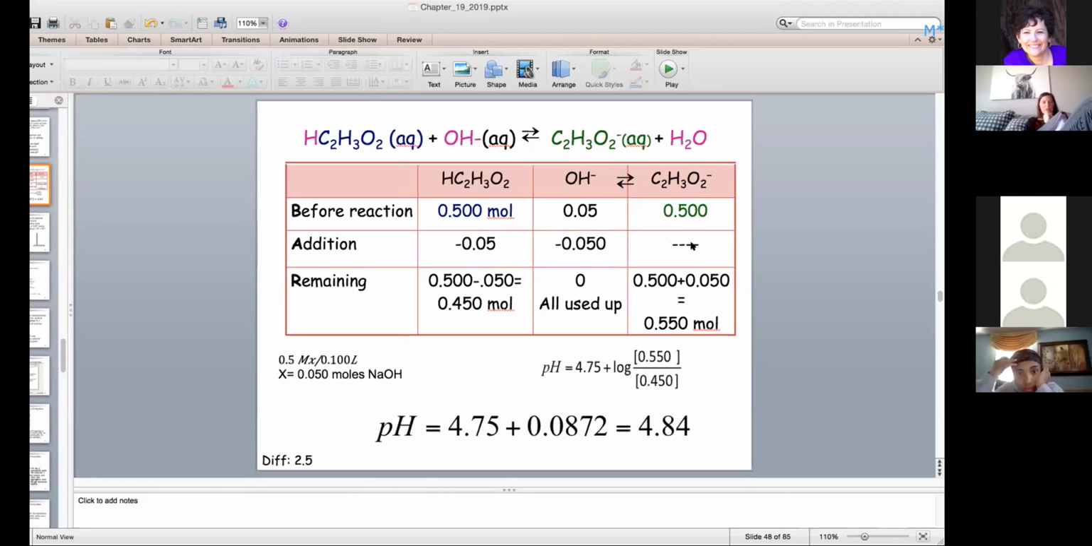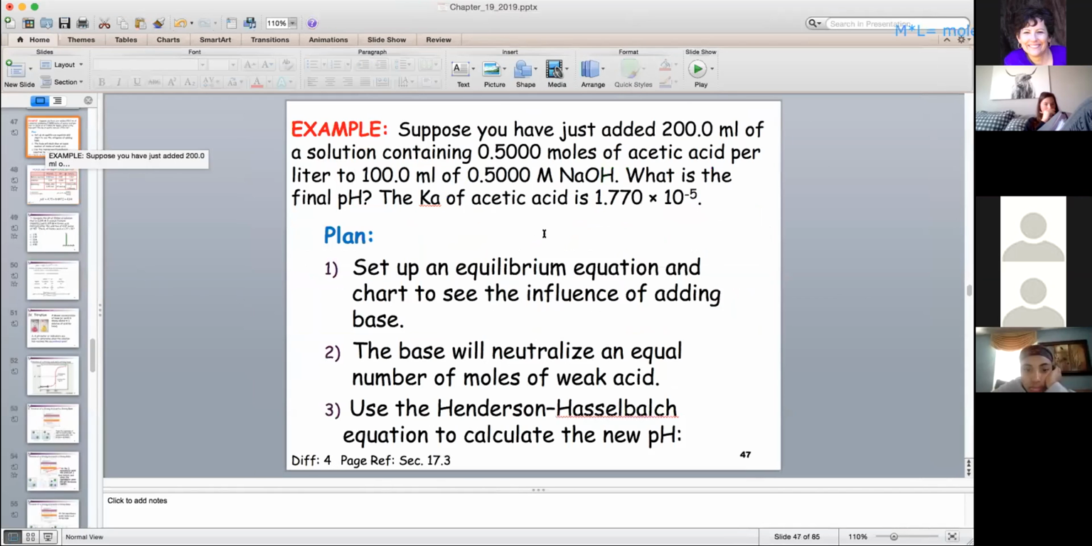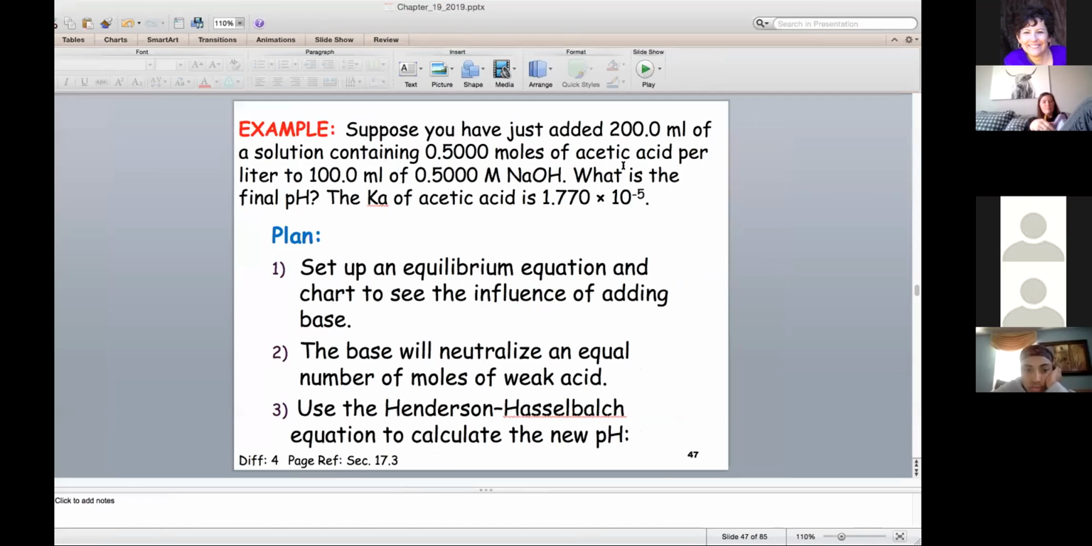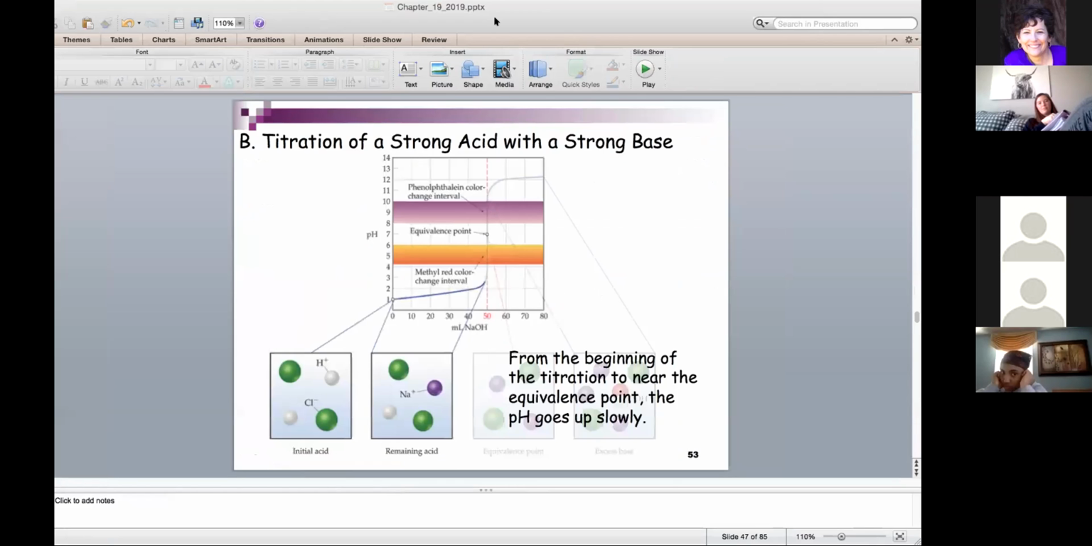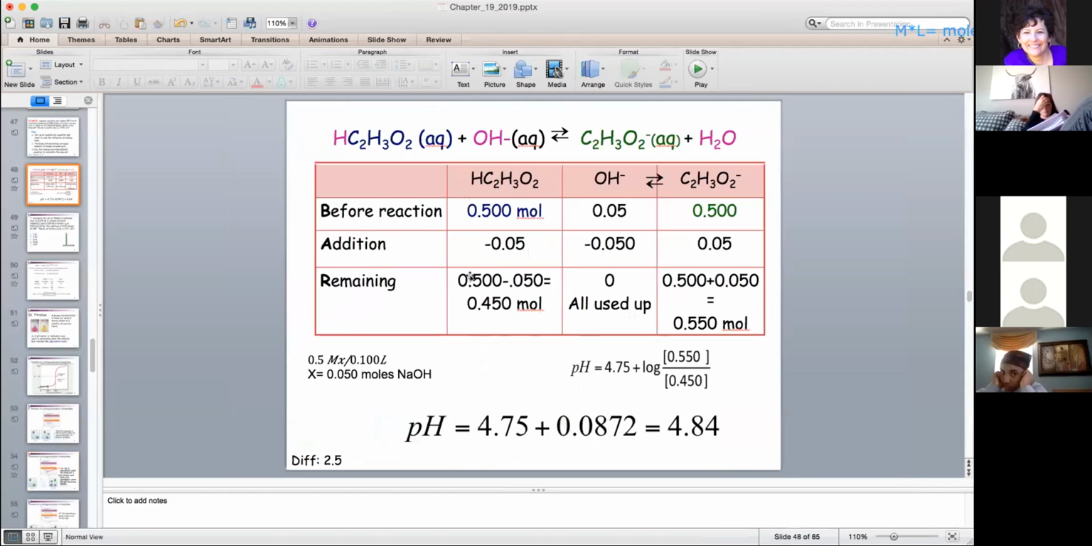Did we start with 0.5 of the acetate ion? Does it say that? It only gave us base and acid numbers, not the moles for things. I think the word that needs to be added is that this is an acetic acid buffer. I think that's the word that we need to add to this.